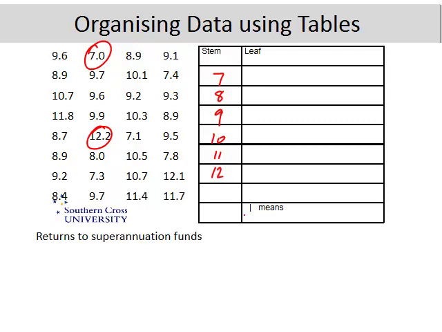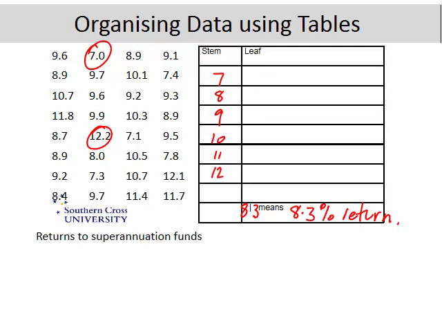So for example, if we had 8, and this line here is like this bar here, 8 bar 3 means 8.3. And that's important, it's an 8.3% return, because that gives us the size of our values, because it could be 83, it could be 830, or it could be a whole lot of other things. But if you just put that there, you know that between the stem and the leaf you end up with something point something.